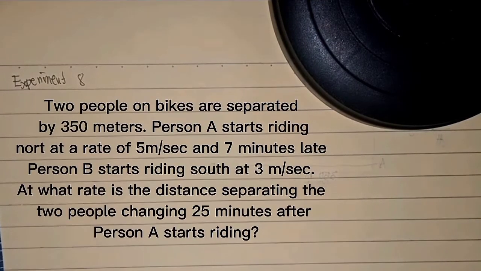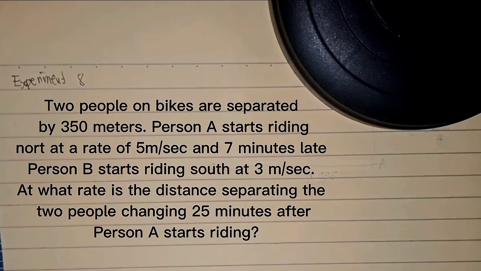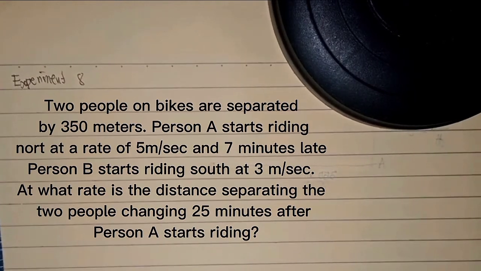Example 8. Two people on bikes are separated by 350 meters. Person A starts riding north at a rate of 5 meters per second, and 7 minutes later, person B starts riding south at 3 meters per second. At what rate is the distance separating the two people changing 25 minutes after person A starts riding?